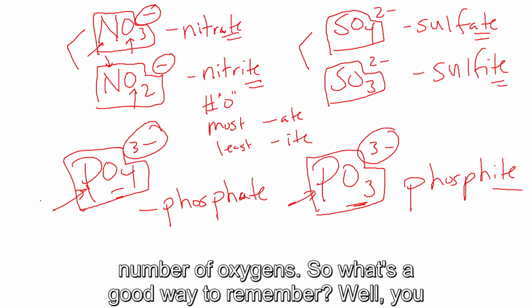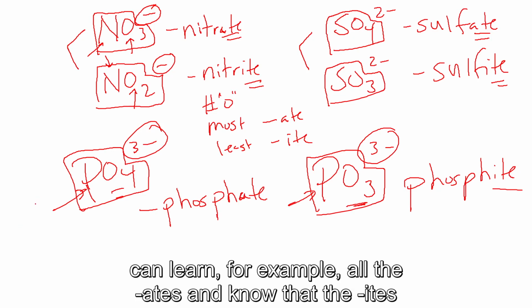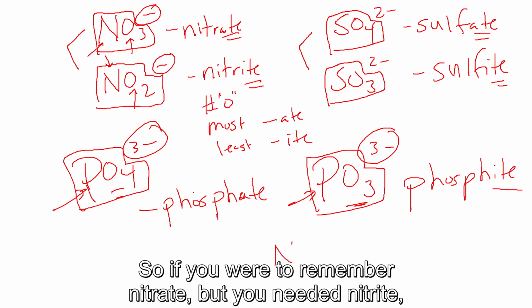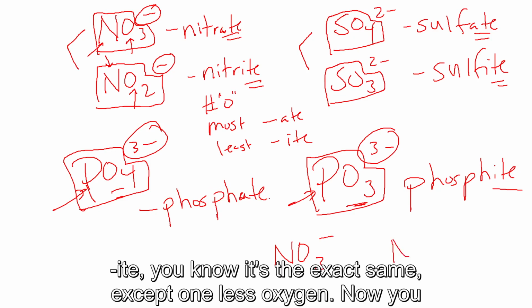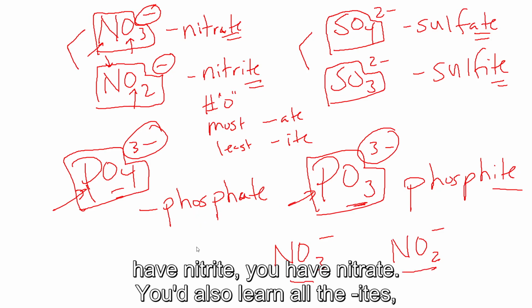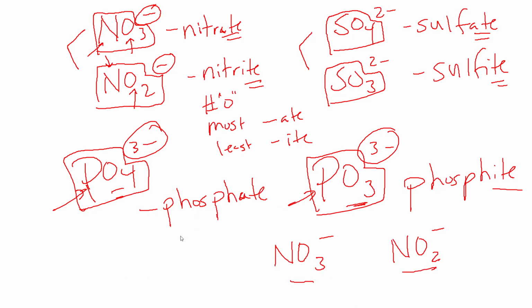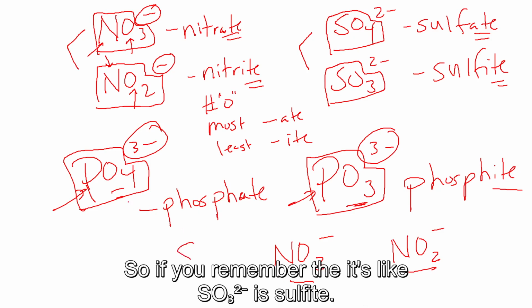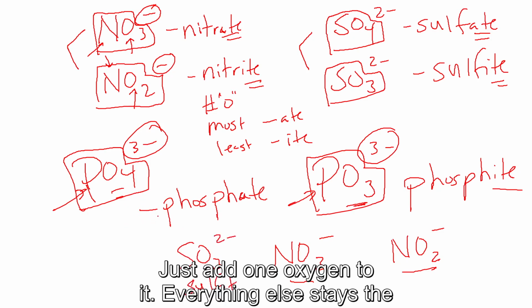So what's a good way to remember? Well, you could learn, for example, all the ates and know that the ites are just one less oxygen. Everything else stays the same. So if you were to remember nitrate, but you need a nitrite, ITE, you know it's the exact same, except one less oxygen. Now you have nitrite, you have nitrate. You'd also learn all the ites and know that if you wanted the ate, you just add an oxygen. So if you remember the ites, like SO3 2- is sulfite, just add one oxygen to it, everything else stays the same.